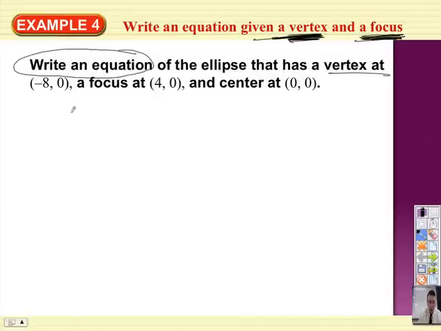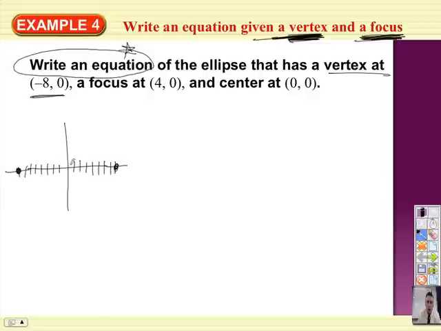Draw a quick picture. Vertex at (-8, 0). So draw a quick sketch just so that you see whether the major axis is horizontal or vertical. So -8, 0 is 2, 3, 4, 5, 6, 7, 8. Only a rough sketch is needed because it just wants an equation. That's all it wants. So if (-8, 0) is a vertex, then you should know that (8, 0) is a vertex, right? It goes in pairs: -a, a.